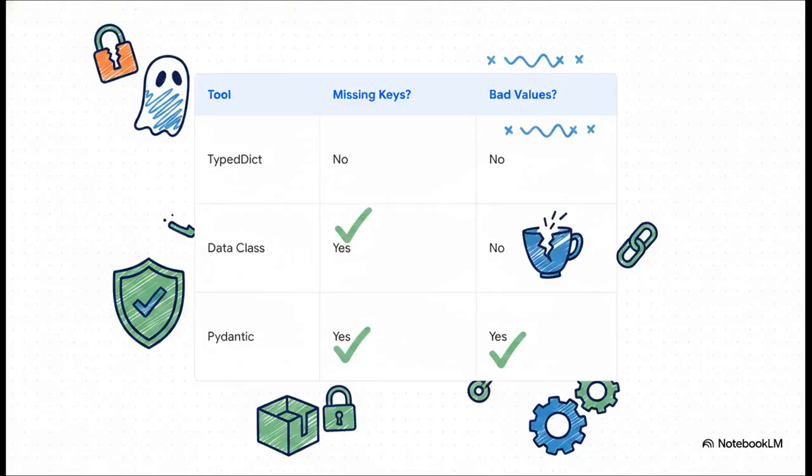So the breakdown here is pretty undeniable. TypedDict catches nothing at runtime. Data classes catch missing keys, but totally drop the ball on bad values. Pydantic catches missing keys and strictly flags bad runtime values. Honestly, if you're building enterprise-grade agents in LangGraph, wrapping your state schema in Pydantic isn't just a good idea, it's practically mandatory for a safe system.